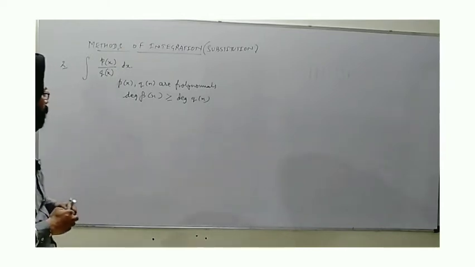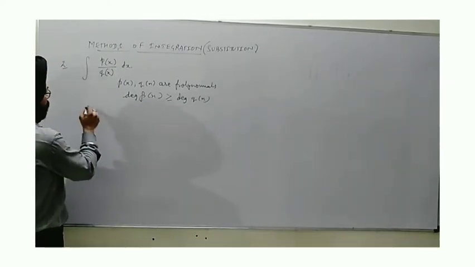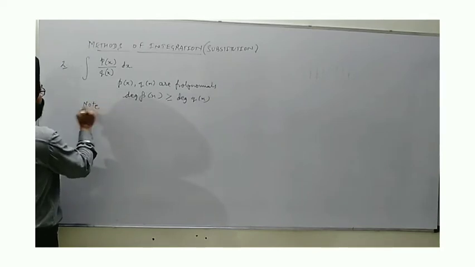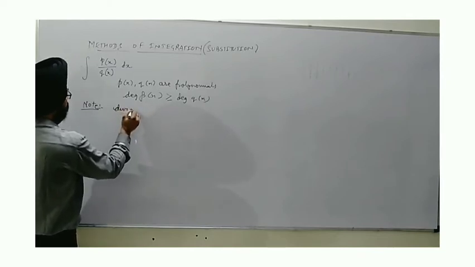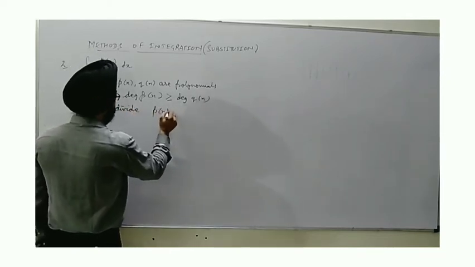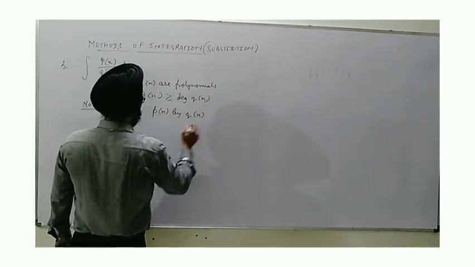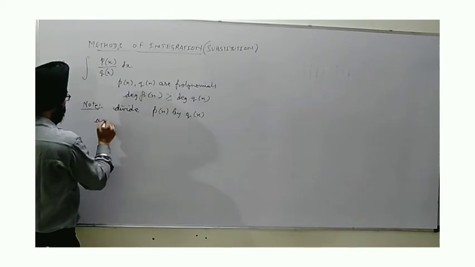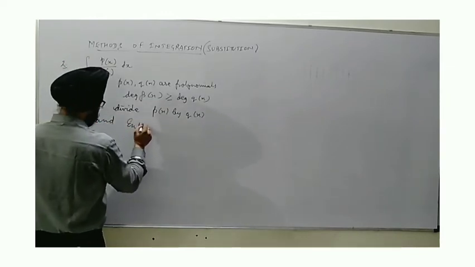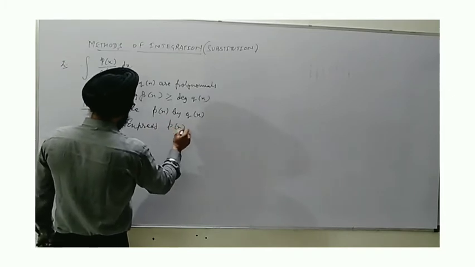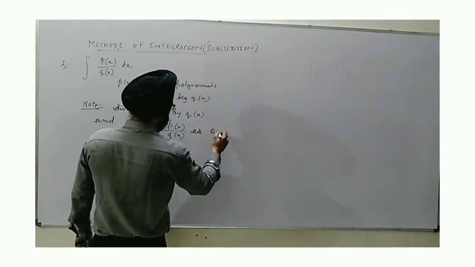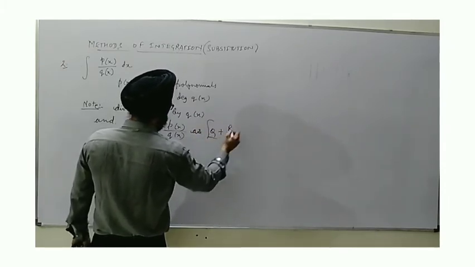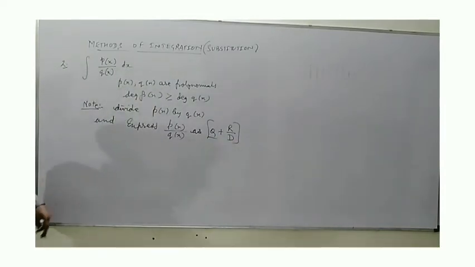Then how do we do it? For this one, the statement, which is most important: divide px by qx and express px by qx as q plus r upon d. Now what is this all about? This is a note just given by me. We will see an example, then I will explain.